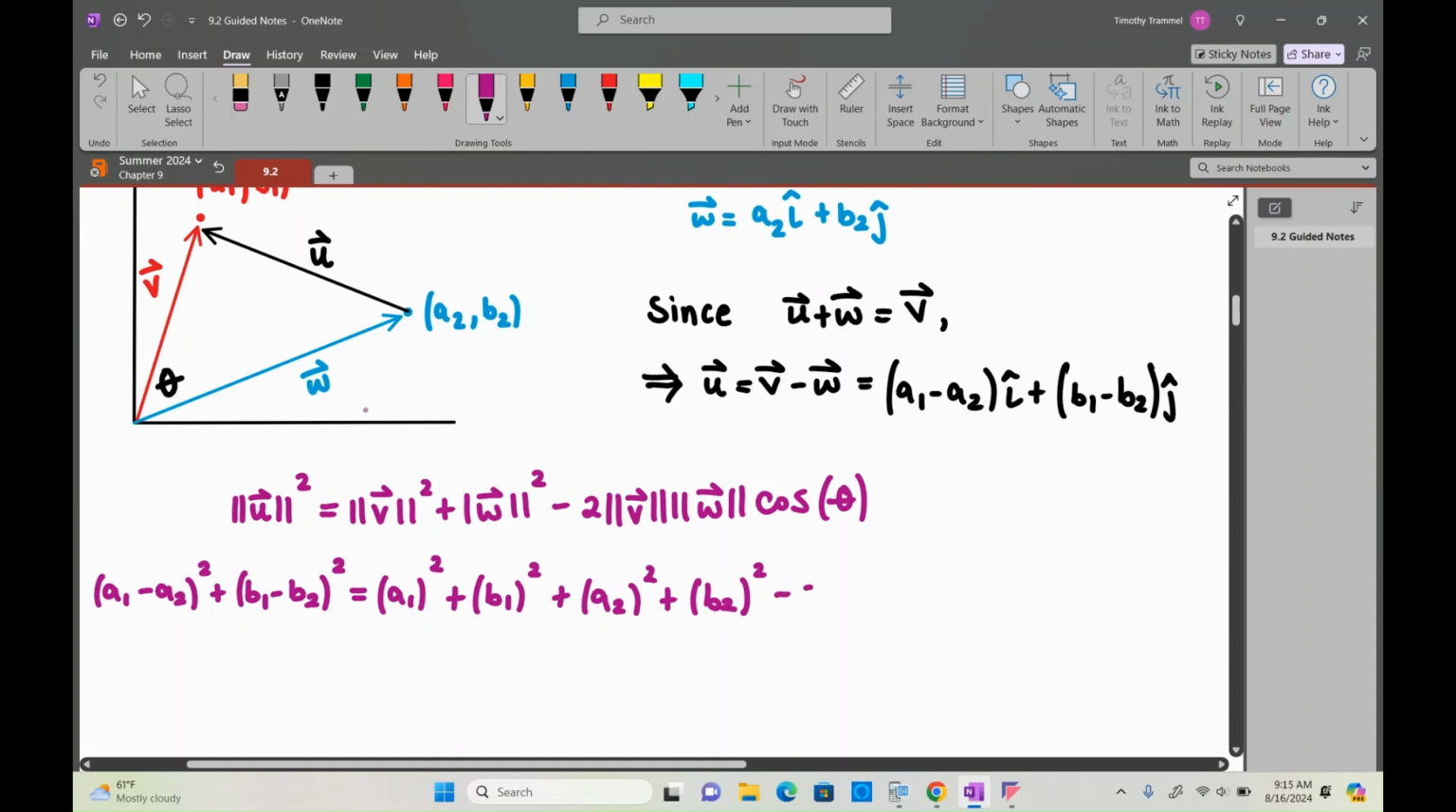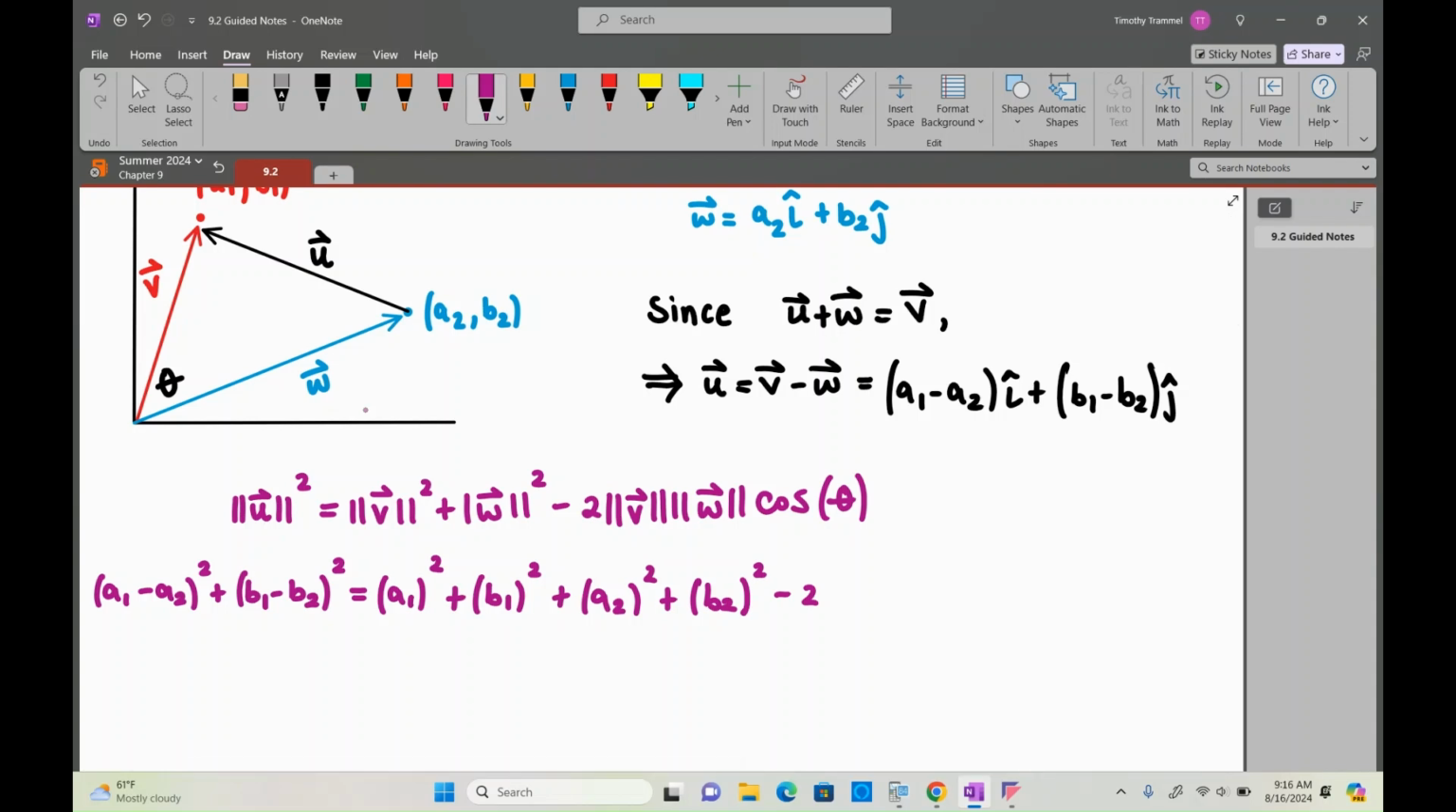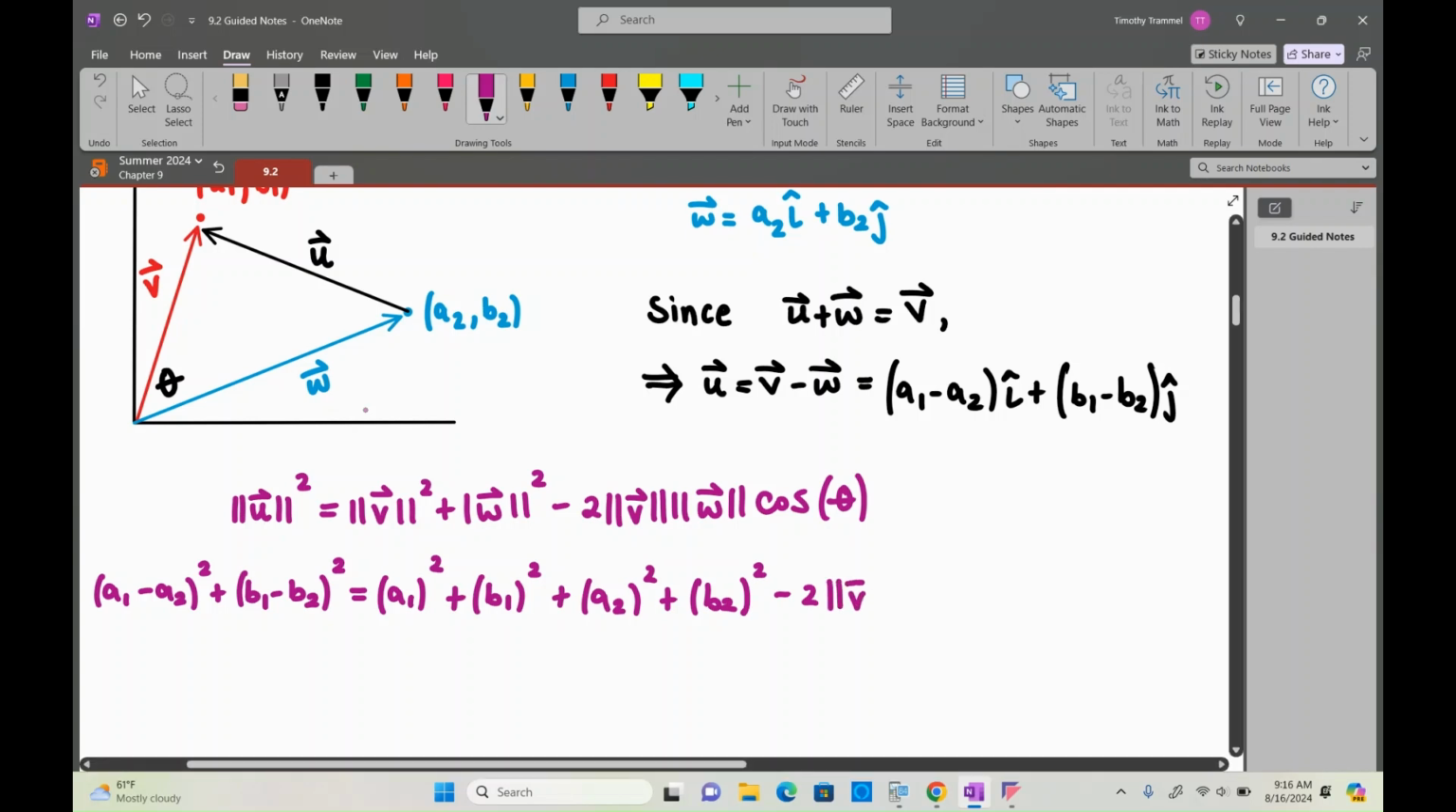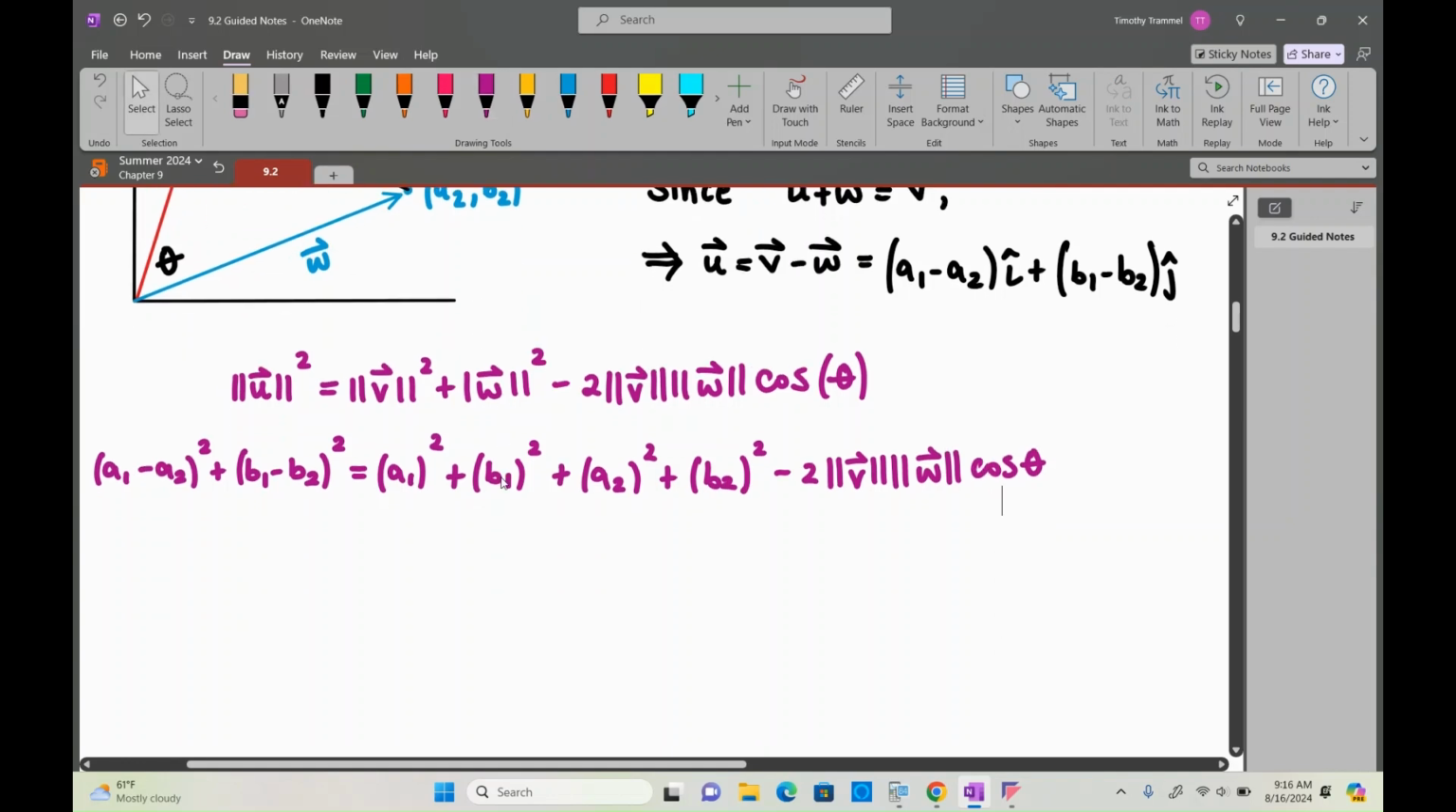And then we have minus 2 times, again, the magnitude of v, magnitude of w. These ones I'm actually going to leave as is. These are going to be part of the formula that we'll have in the end. But as I mentioned, a lot of things should be canceling here shortly. So what we're going to do is expand these out, and then, like I mentioned, a bunch of things will cancel.